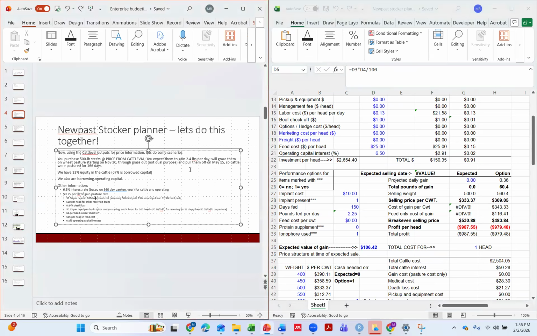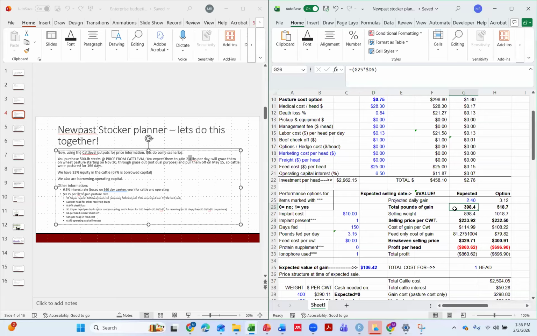Okay. We said this animal is going to gain 2.4 pounds per day. So total pounds gained, 2.4 times 166 is 398.4. So 500, which is our purchase weight, plus this 398 pounds gained is 898 pounds.